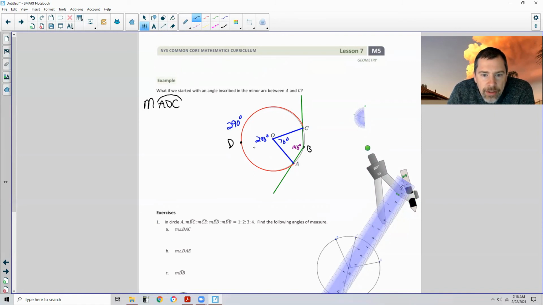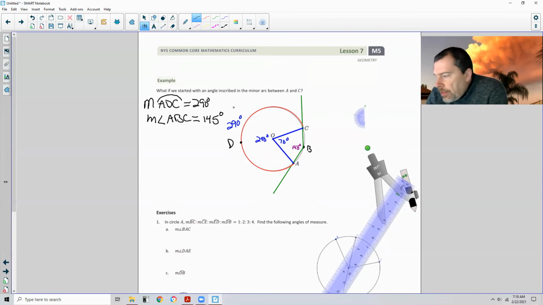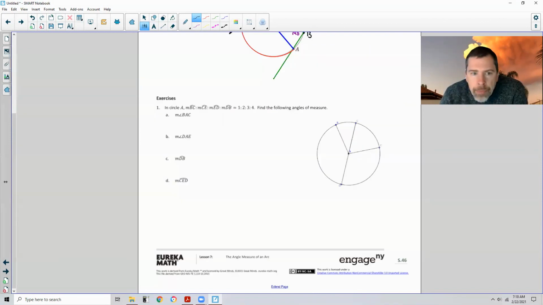So you need 3 letters to name a major arc, and you have to have a point to tell the person who's starting to draw this: start at A, go to D, and then go to C. And then the minor arc is simply AC. So the measure of major arc ADC is 290 degrees, and the measure of angle ABC equals half of that, or 145 degrees. Now it's an exercise, so pause the video, see if you can do these on your own, and then come back and see how you did.